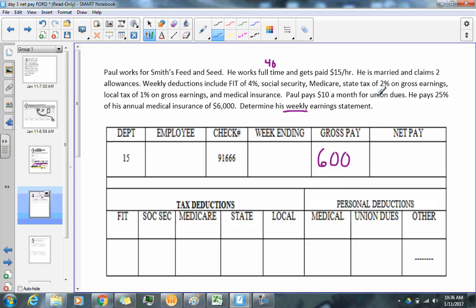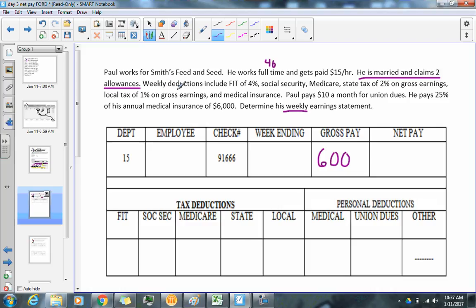Now keep going. He is married and claims 2 allowances. In this particular problem, that is really just extra information that does not really matter. We'll worry about that stuff when we start talking about taxes. So that is just kind of useless information.